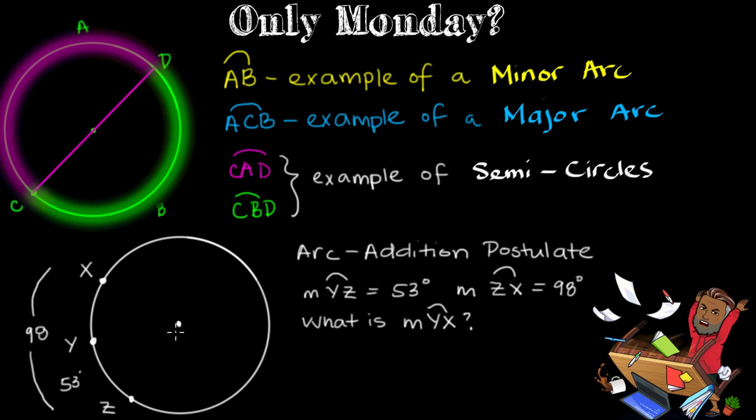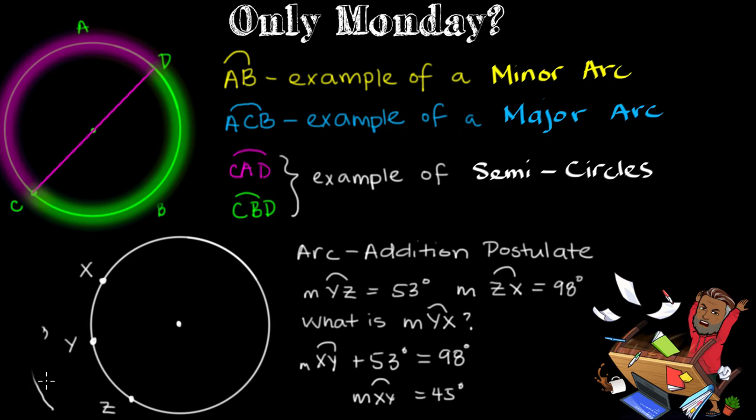The way I'm going to write this one out is I'm going to say that if we take the xy arc and add it to the 53, notice I'm skipping a step here. Rather than substituting in a second step, we're substituting all at once. That should have a total sum of 98 degrees, the entire arc right there. So now I can solve this by subtracting the 53 from both sides, and this gives us the measurement of arc xy is equal to 45 degrees. If I take this 45 here and add it to the 53, I should get a total sum of 98.